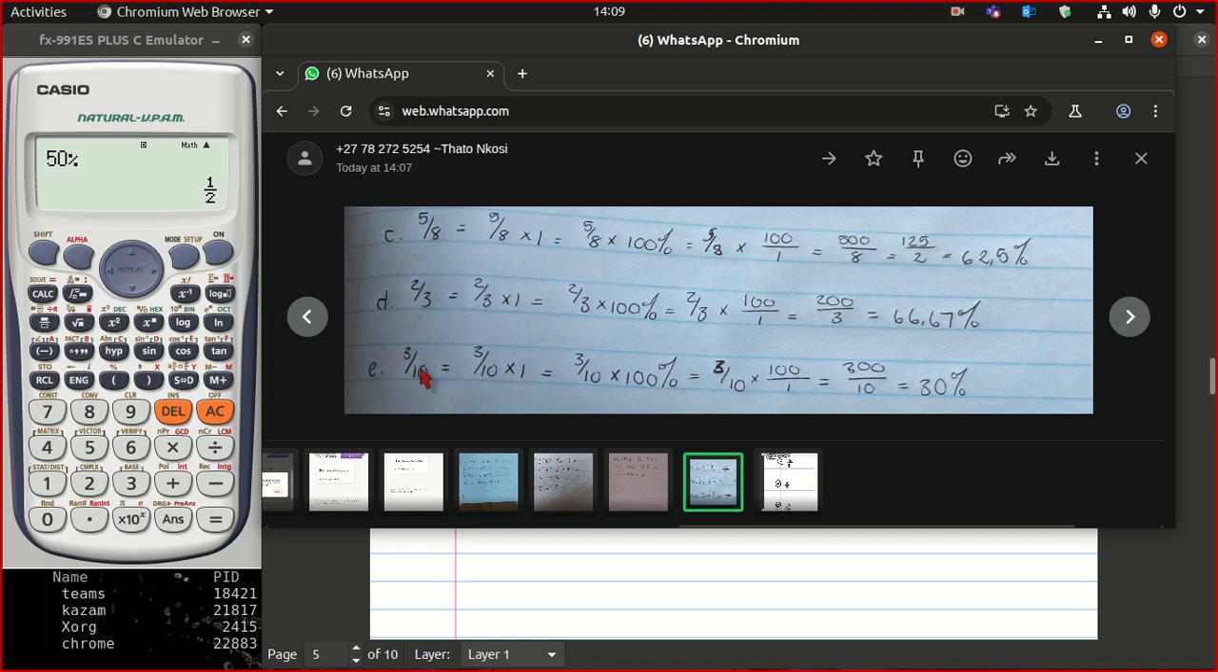And then when it comes to this one, multiply by 1, this is going to be 300 over 10. How many of these? We have 3 here, we have 0. This is correct. So, Tato, this is 100% correct.